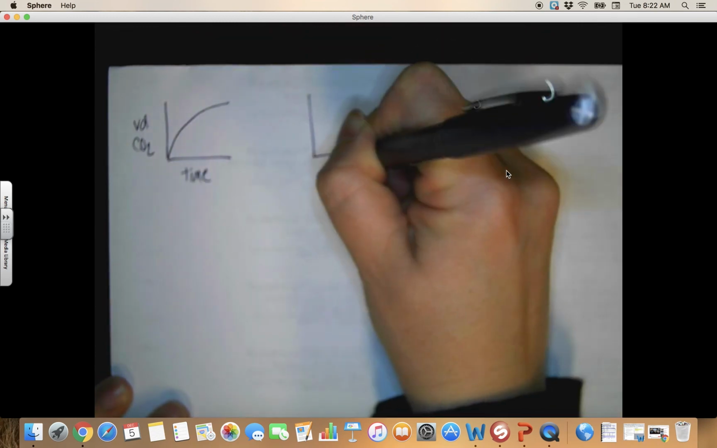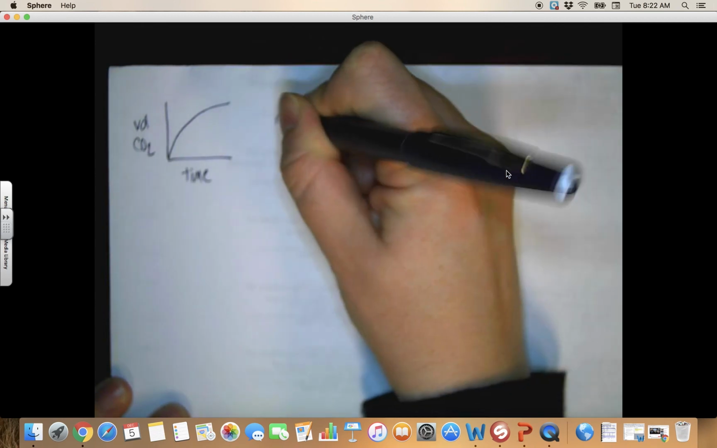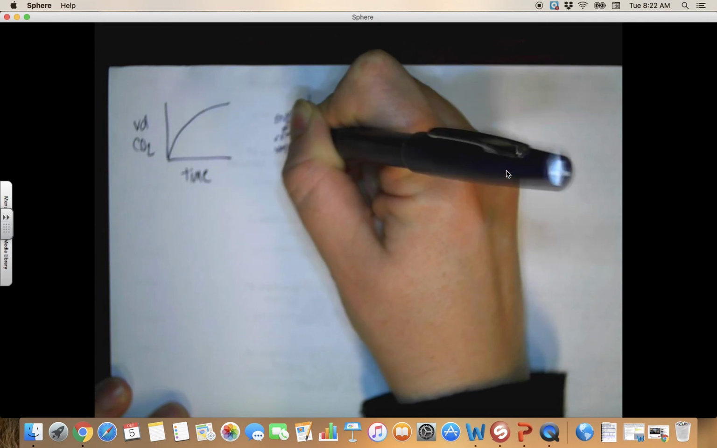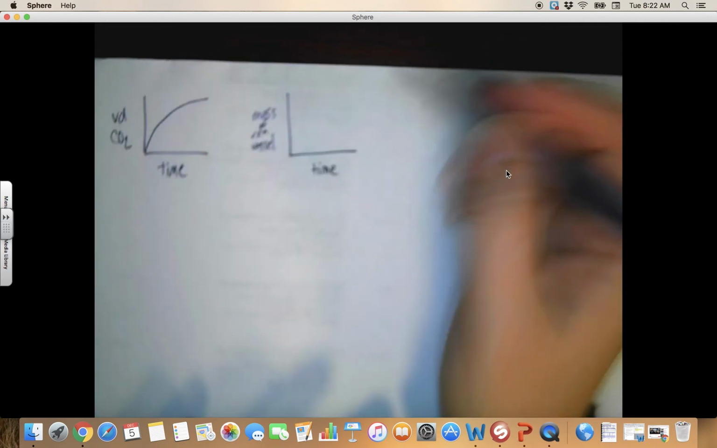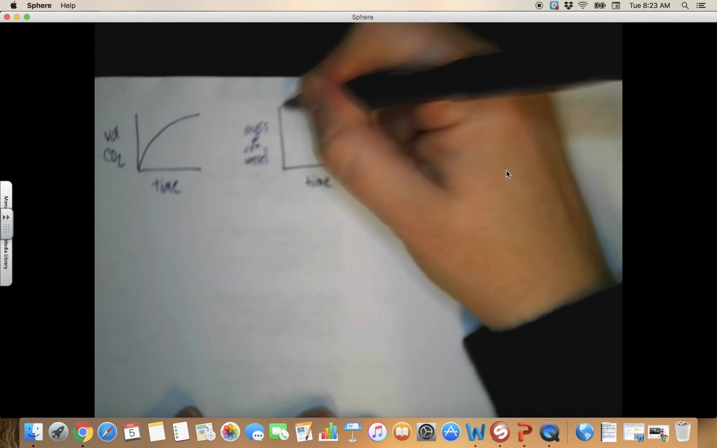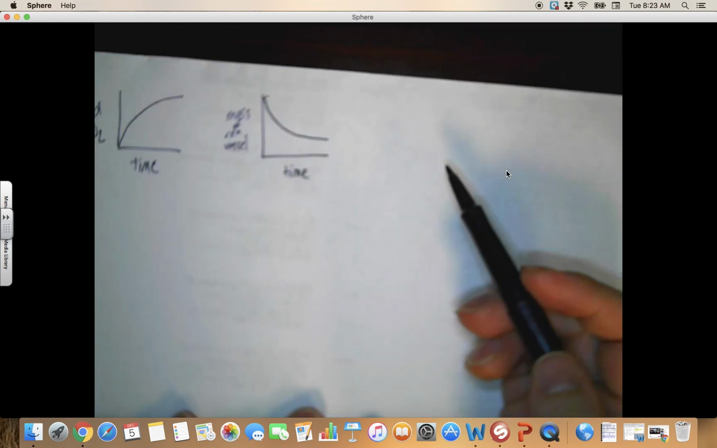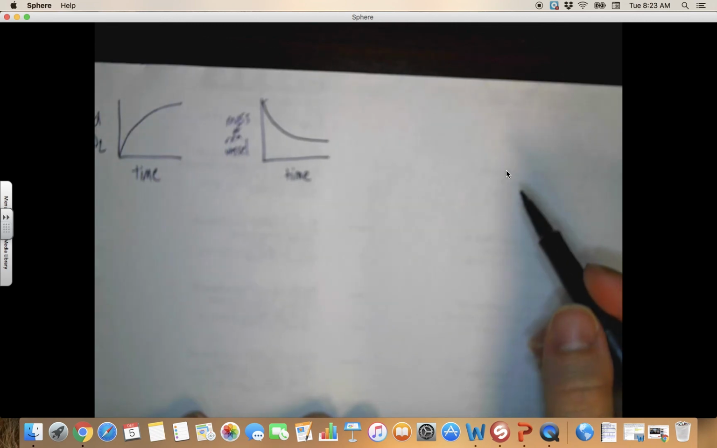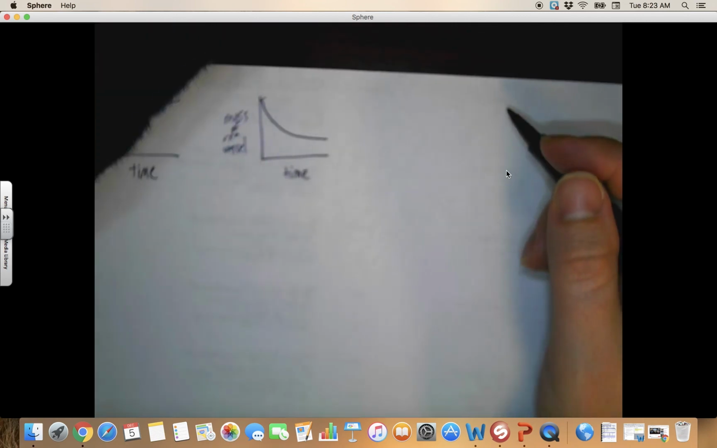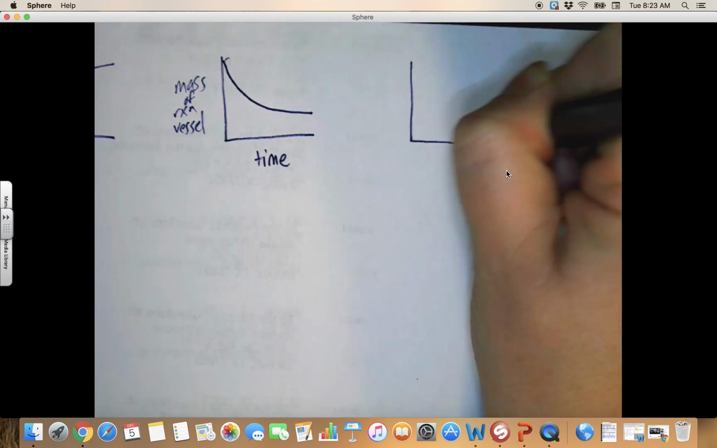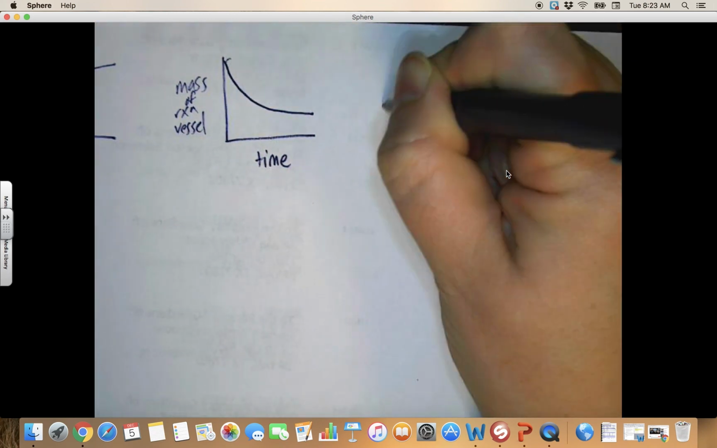Okay, well, what if we had the mass of reaction vessel? Okay, so we have our reaction mixture. It's producing carbon dioxide. The carbon dioxide is escaping, so it's going to decrease. Notice it won't go to 0. Okay, that's much better.